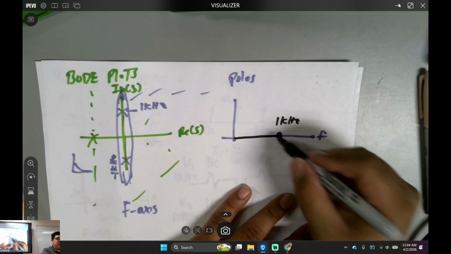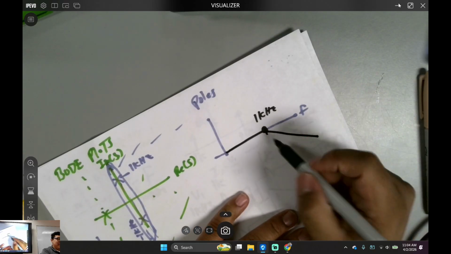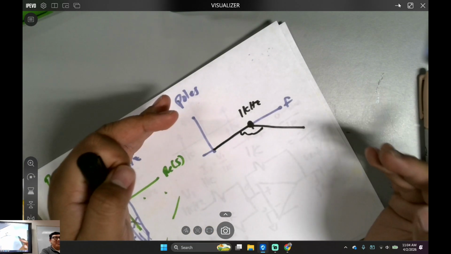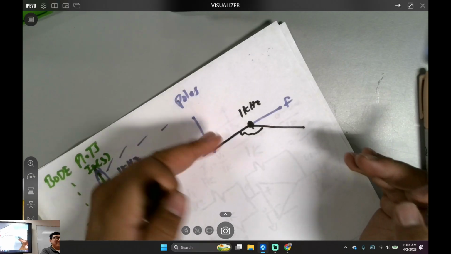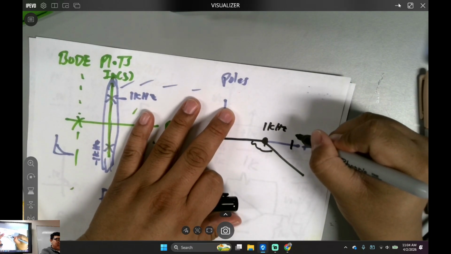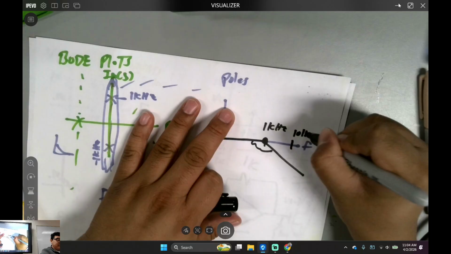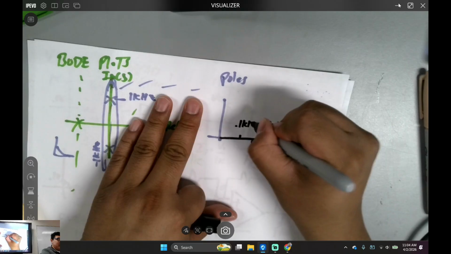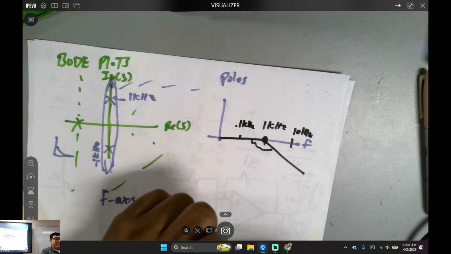And you want to know what I'm going to do? I'm going to do a mountain analogy. If you know mountains, they have snow on the top. It looks like a pole, right? So if I just tilt it like that, poles do that. Here's 10 kilohertz. And this right here is 0.1 kilohertz. Is that cool with everybody?